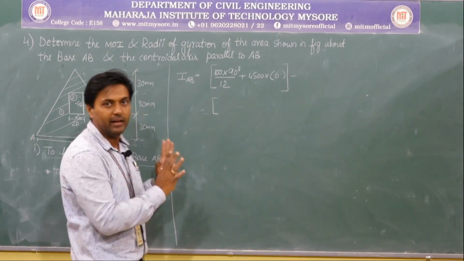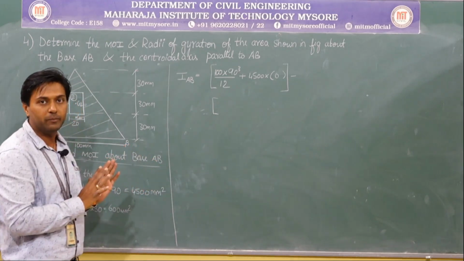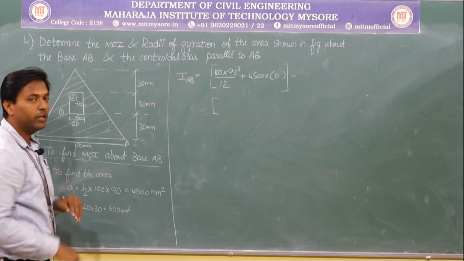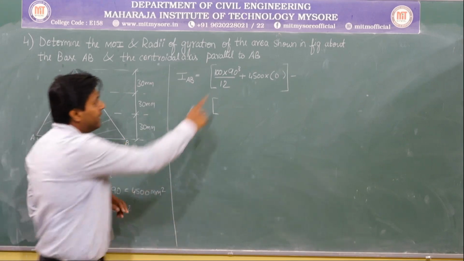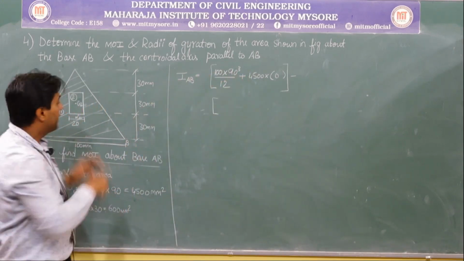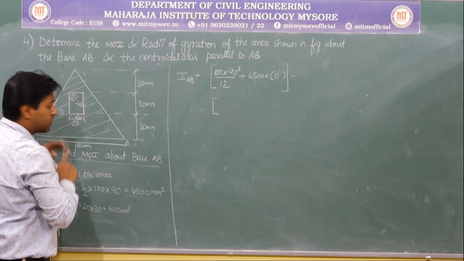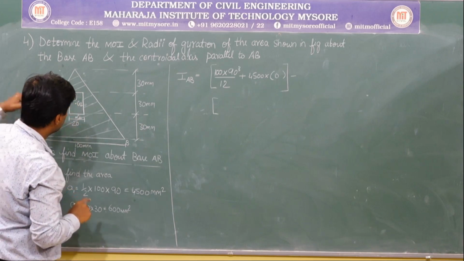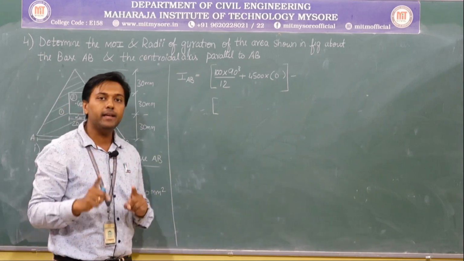I hope there is no doubt for you people. Only when the entire diagram is resting on the base do you need to go with the base formula, and then Ah square will become 0. But for a rectangle that is not resting on the base, it is parallel to the base, so you can go with Ixx. It is bd cube by 12.